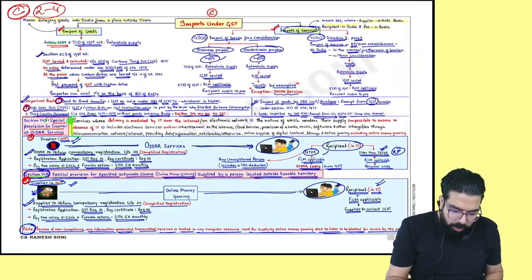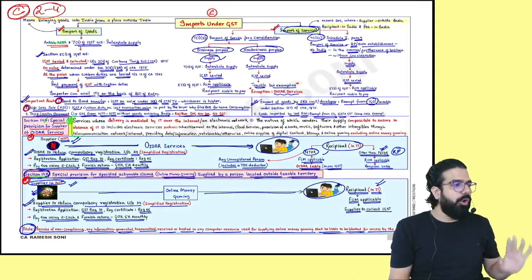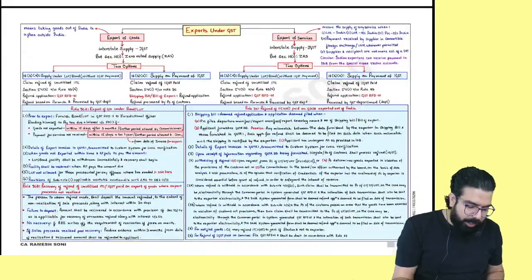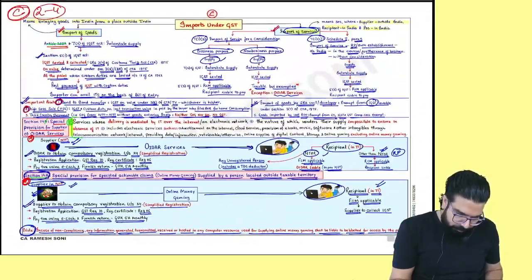I'll close my revision on the chapter of imports under GST. Please come to the next chapter now. Imports done.